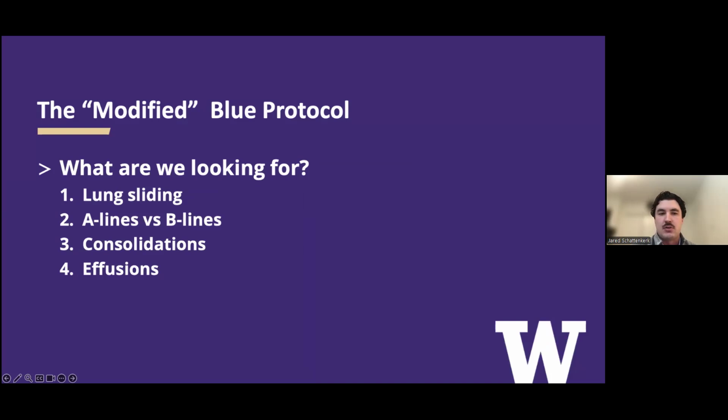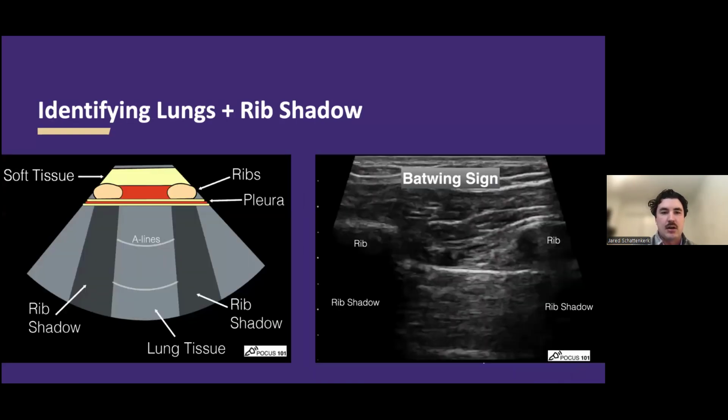And the next question is, what are we going to be looking for? We'll walk through each of these individually, but essentially we'll first talk about lung sliding, then we'll talk about A lines versus B lines. We'll talk about specific signs of consolidations that you can see on point of care ultrasound, and then we'll talk about looking for effusions.